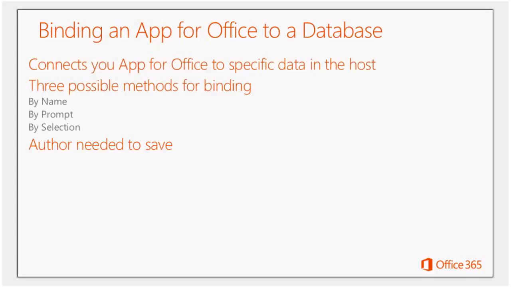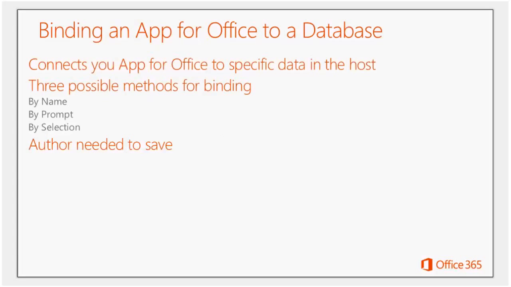One, the author of the app for Office, if he knows the name of what he wants to bind to. So if you always have a table from a template that's called customers, you can just bypass asking the end user anything. You can just say, bind to the table called customers. So it's bind by name. I can do that and bypass the whole process of binding from the end user altogether.